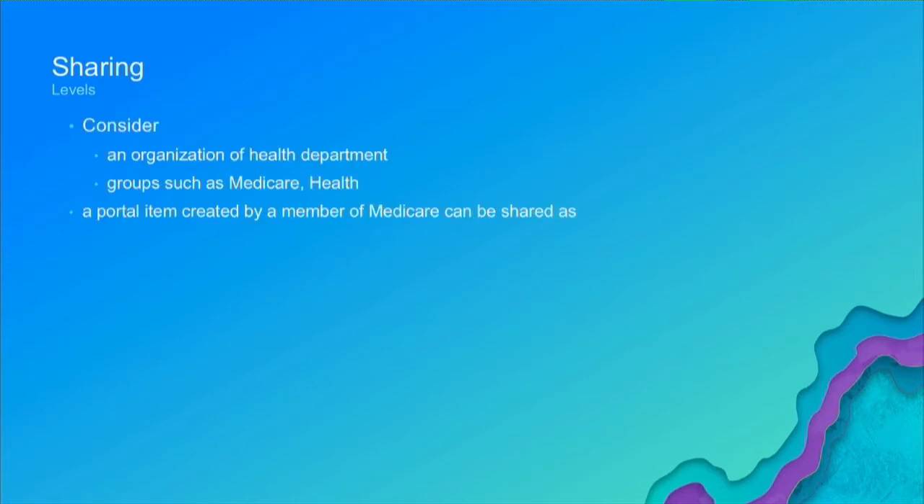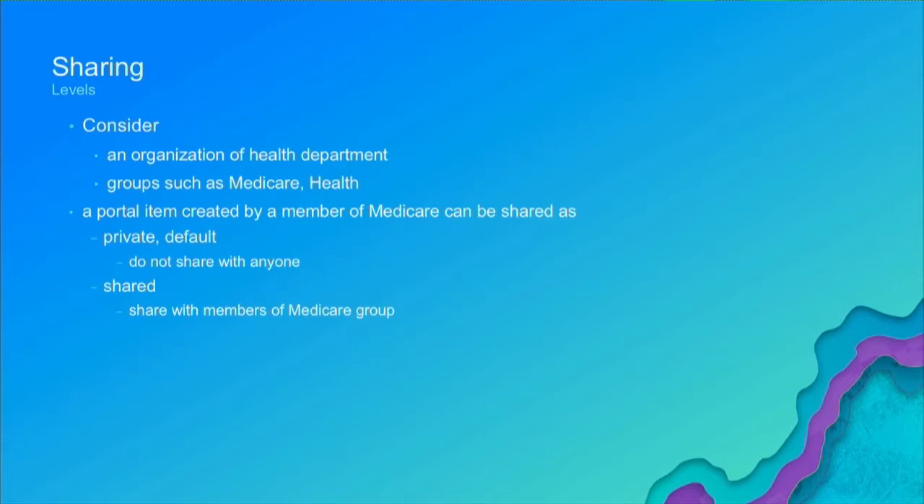Once you have created all this content, you may want to share this data with other users. In this example, let's consider you have an organization of a health department. Within that organization, you have two different groups, a Medicare group and a health group. Let's say some member of the Medicare group created a new portal item and you want to share this. We have four different levels of sharing. Once you create a new item from runtime, by default we will use private, so nobody else can use it. And once you are ready to share it, one option is to share it with only certain groups.